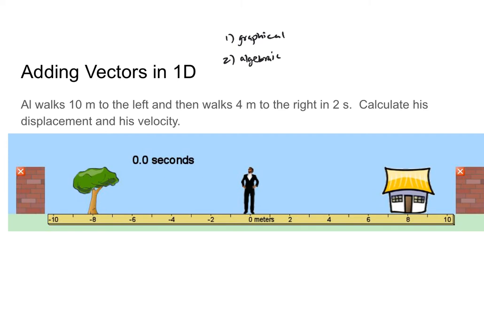In the graphical method, what I want to do is add vectors head to tail. And this is typically done on graph paper or a number line like what I have pictured below. I'm going to go ahead and say 10 meters to the left is my red vector, and 4 meters to the right is going to be blue, and I'm going to represent displacement in green. And I'm going to do that for both of my example methods.